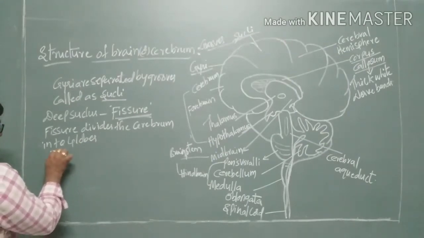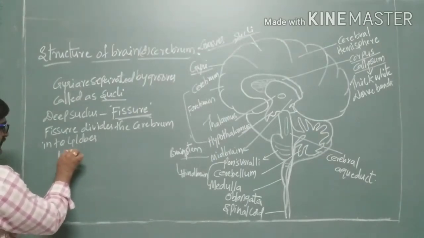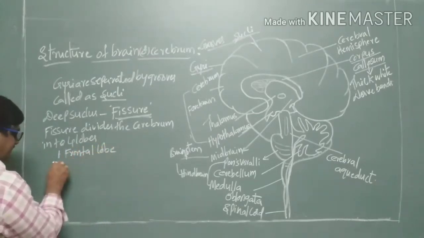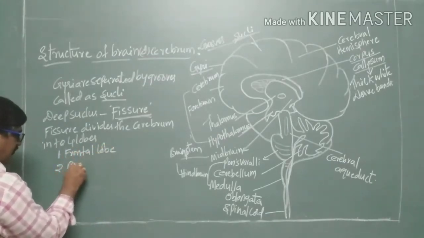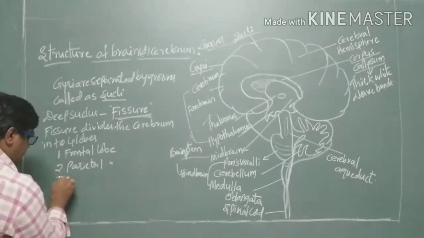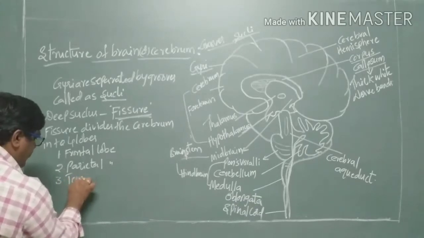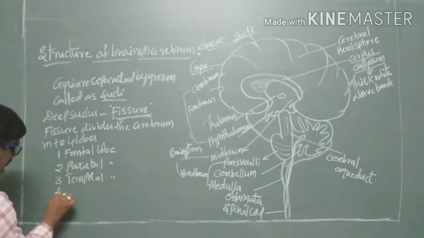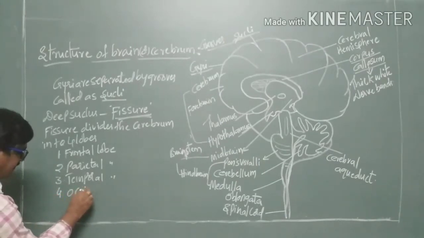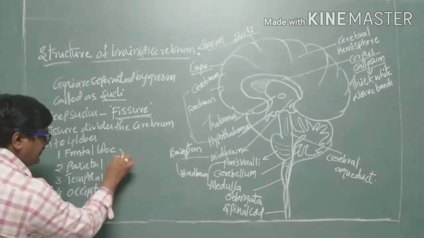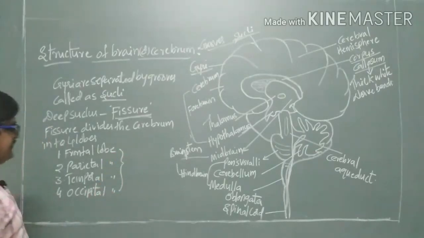The first one is the frontal lobe. The second one is the parietal lobe. The third one is the temporal lobe, and the fourth one is the occipital lobe. So these are the four lobes.